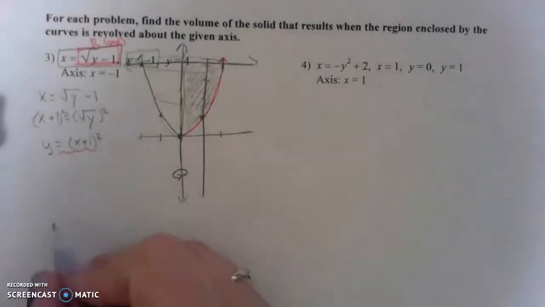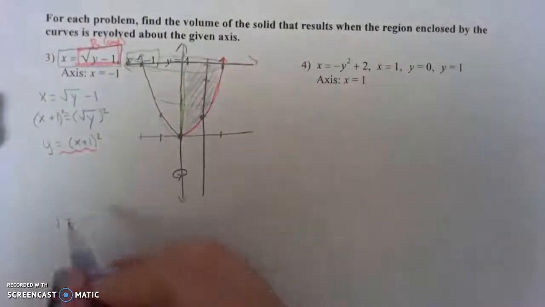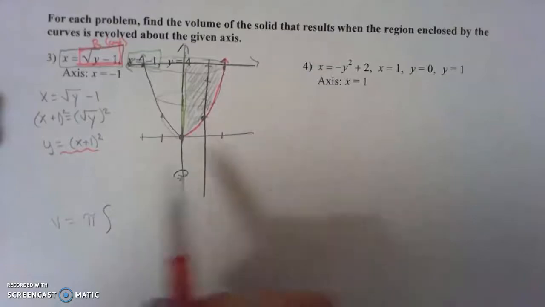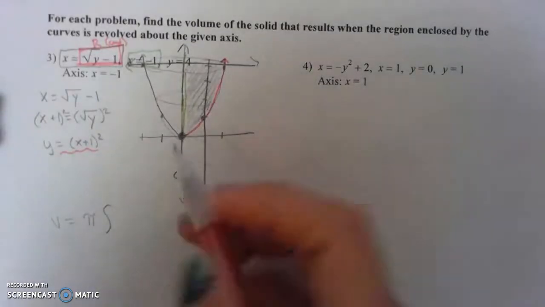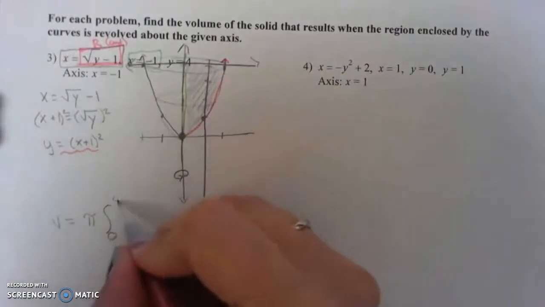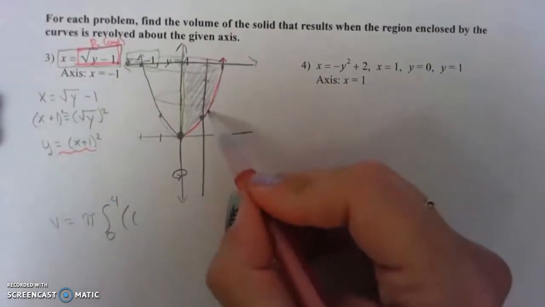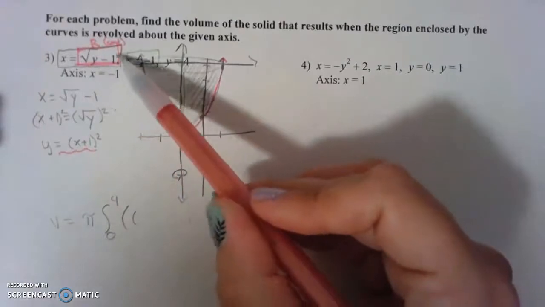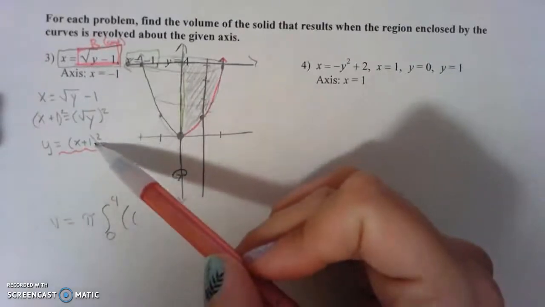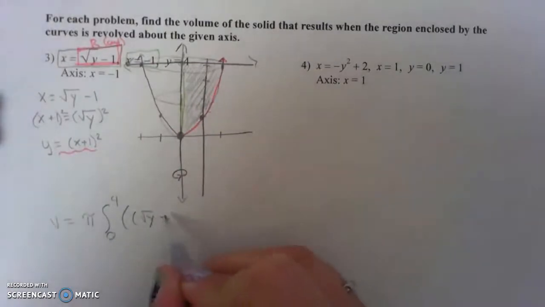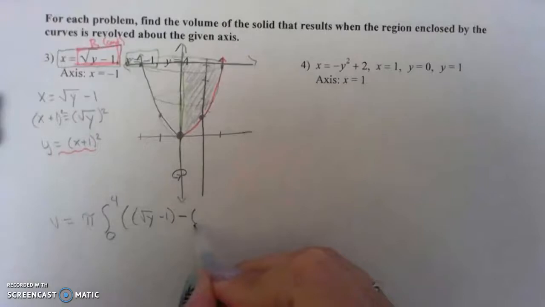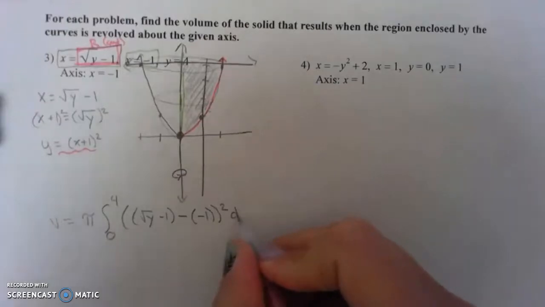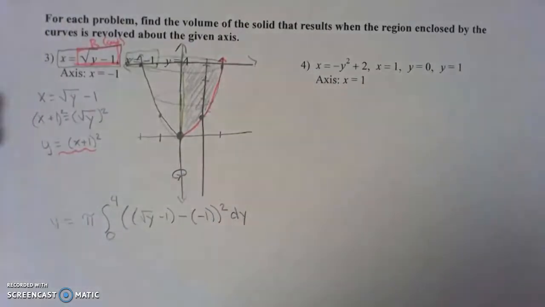Okay, so that means we need to know that our volume is equal to pi. We're going to put our limits here because it's a vertical rotation. These need to be y values. So our lowest y value is 0. Our highest y value is 4. We're going to do our outside function, which must be written in terms of y. So that's why we have to go back and use this function here, not what we changed it to just to graph it. So this is the square root of y minus 1. Then we're going to subtract our inside function, which we said was -1, square it, and it needs to be in terms of y.